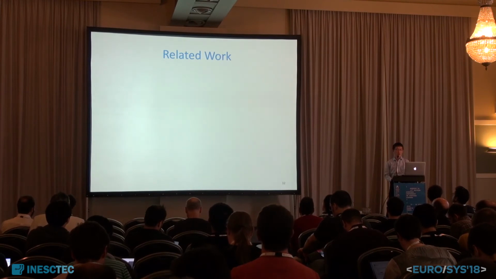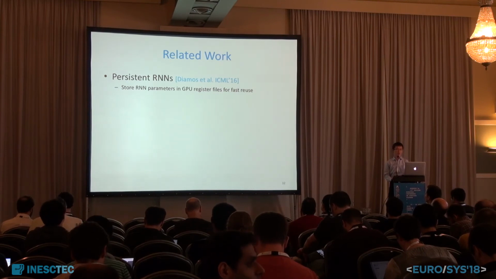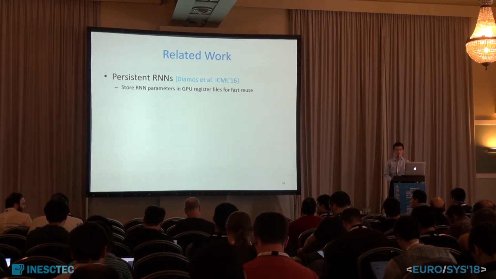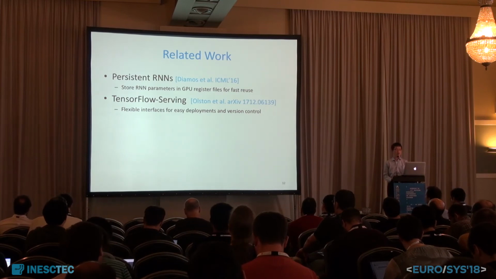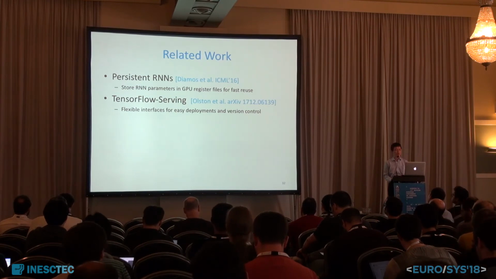So let's now talk about the related work. In the background part, we have talked about how current systems perform batching on recurrent neural networks. In addition to that, persistent RNN caches RNN parameters in GPU register files and reuses them for multiple steps to reduce synchronization. This kind of optimization is orthogonal to our work and can be applied to optimize the execution in our system. TensorFlow Serving is a system specialized for serving TensorFlow models, which provides flexible interfaces for easy deployment and version control. TensorFlow Serving recently introduced batch and unbatch operators, which share similarity to one of our baseline, MXNet.